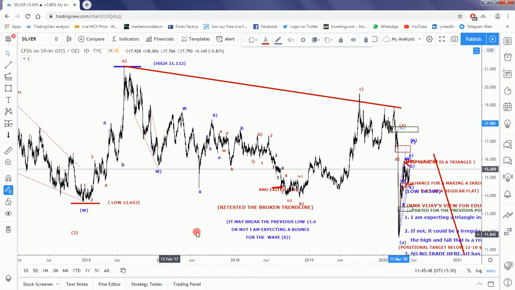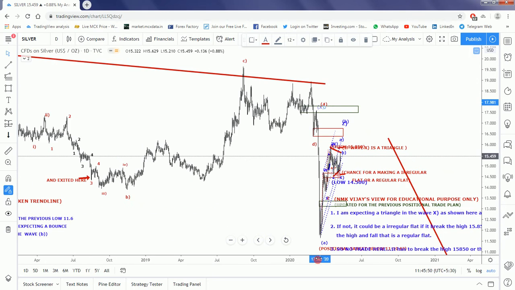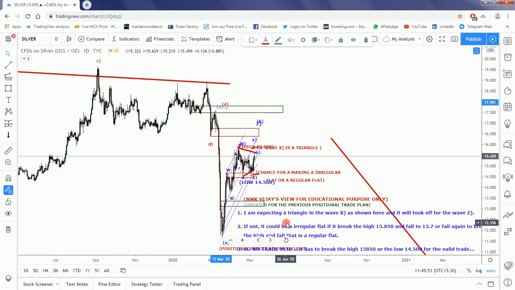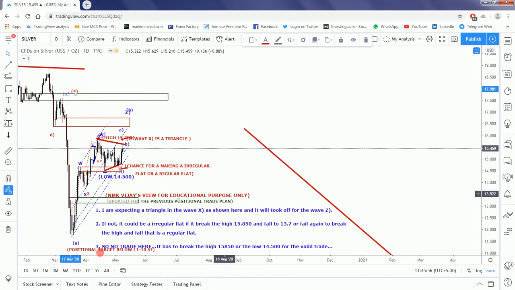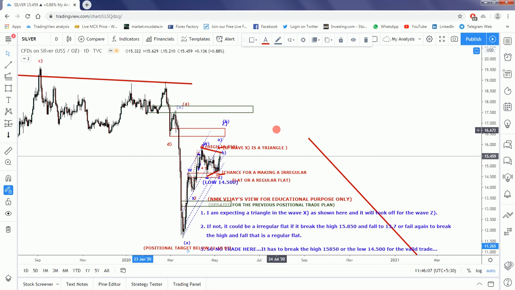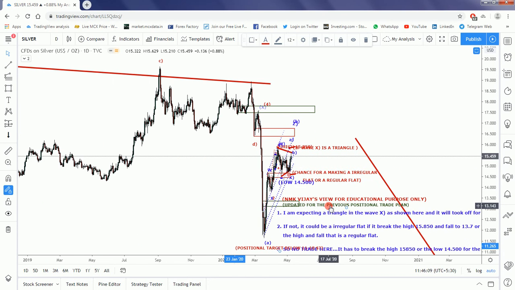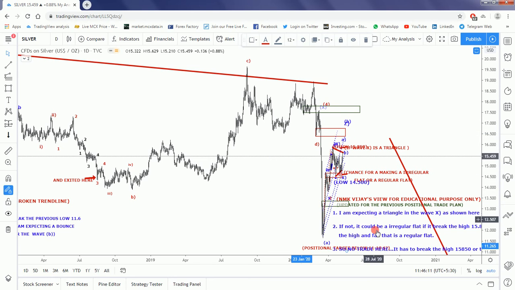I have already posted my view. That is why I have mentioned here the positional target is below 10, 11 or 12. Again, it has to break this 11,600. At that time gold has to decline. Whether it is going to 11 or 8 or 7, I can't explain here. Or it can go to $3 again, like US oil.